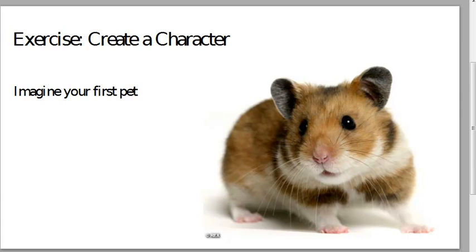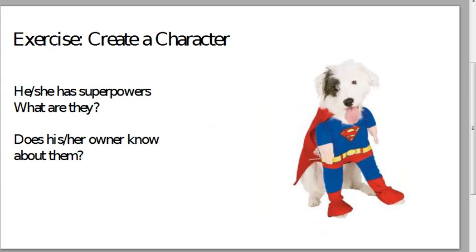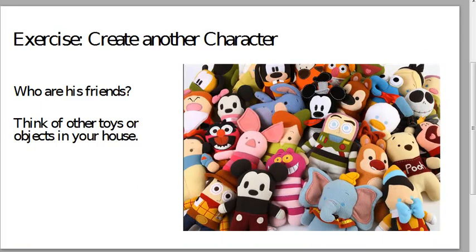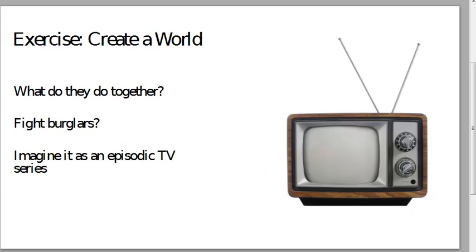One quick and simple way into this, an exercise, is to imagine the first pet you had when you were a kid, and now imagine that your pet has superpowers. That these are superpowers that you don't know about. These are secret powers. And now you have to imagine 4 or 5 friends that your pet has. What do they do together? Where do they hang out? What are they up to? And now try and imagine that as a TV series, as the foundation of a series. So you're creating a world based on these characters that you yourself know.